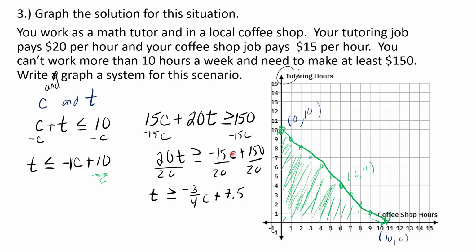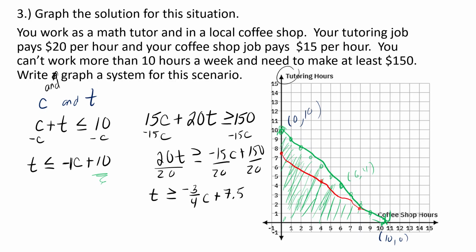Now the other inequality here has a y-intercept of 7.5. So that's right there. And from there, we're going to go down 3 and right 4. So down 1, 2, 3, and right 1, 2, 3, 4. And I'm going to do that again. Down 1, 2, 3, and right 1, 2, 3, 4. And then we're probably going to go off. Okay. And this is also a solid line.